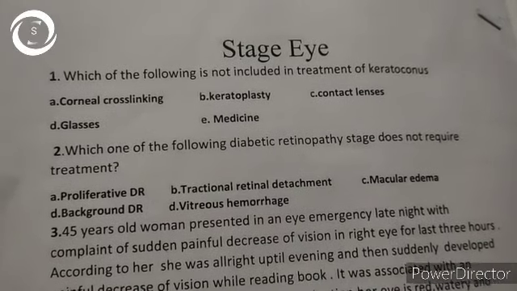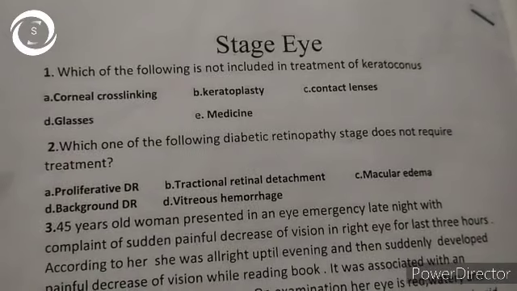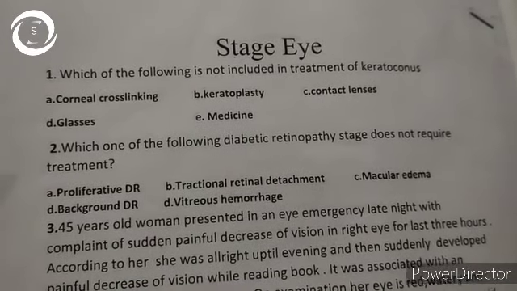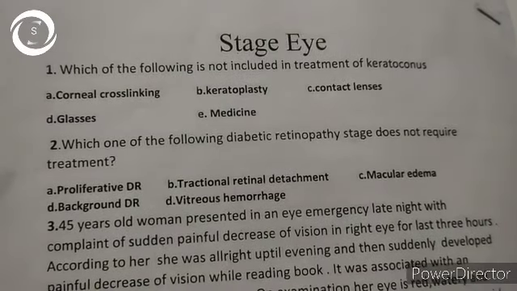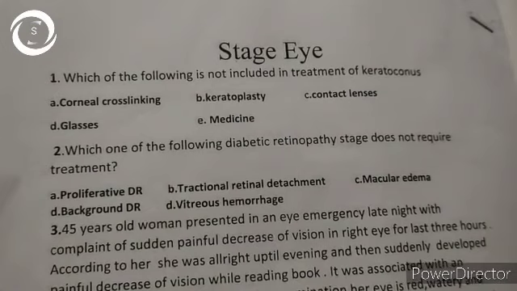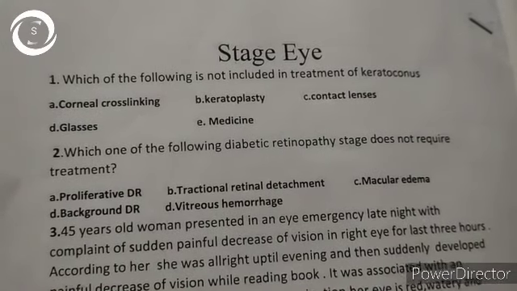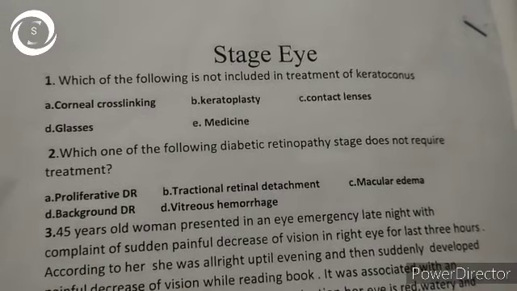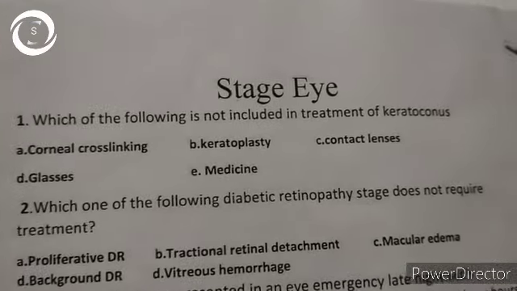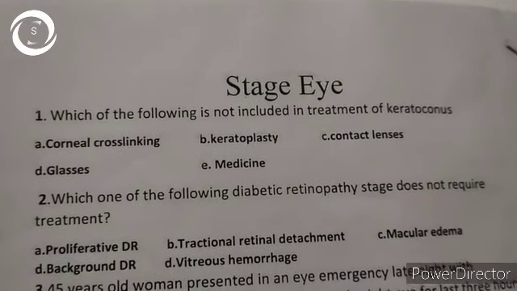Whenever we take MCQ exams, it is a blend of scenario based MCQs and one-liner straight questions, because we take into account the time given to the students. So let's start with the first question. The first question is, which of the following is not included in the treatment of keratoconus?